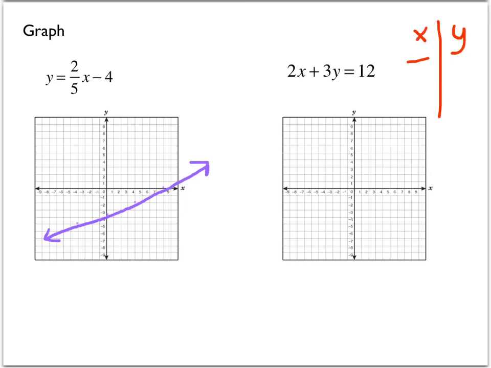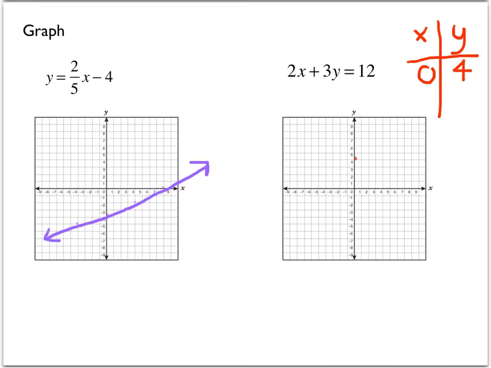I'm going to make a little chart here, x and y, and I'm going to put 0 in for x. When I do that, of course, I know that 2 times 0 is 0, so basically that is all gone. Then I'm left with 3y equaling 12, and 3 times 4 equals 12. So this generates an ordered pair for me, 0, 4, which is right there. And so, of course, that's the y-intercept.